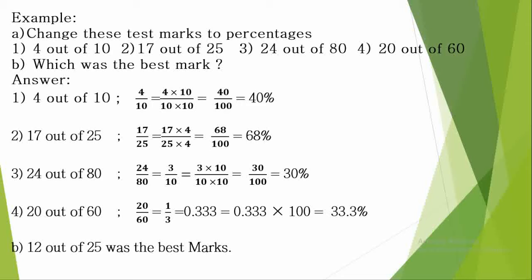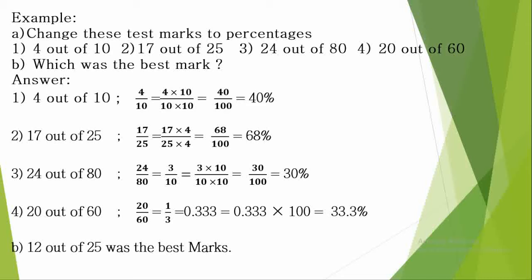Now we have to convert 3 upon 10 into percentage. See, the denominator is 10. We want 100. So multiply numerator and denominator by 10. 3 multiplied by 10 upon 10 multiplied by 10 is equal to 30 upon 100, which is 30%.